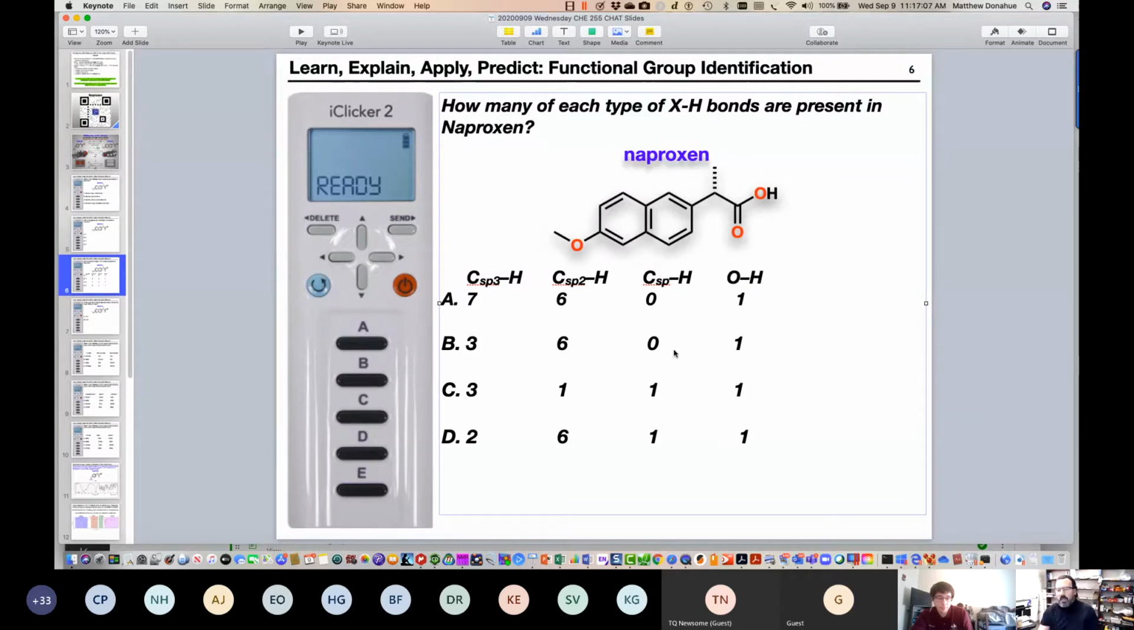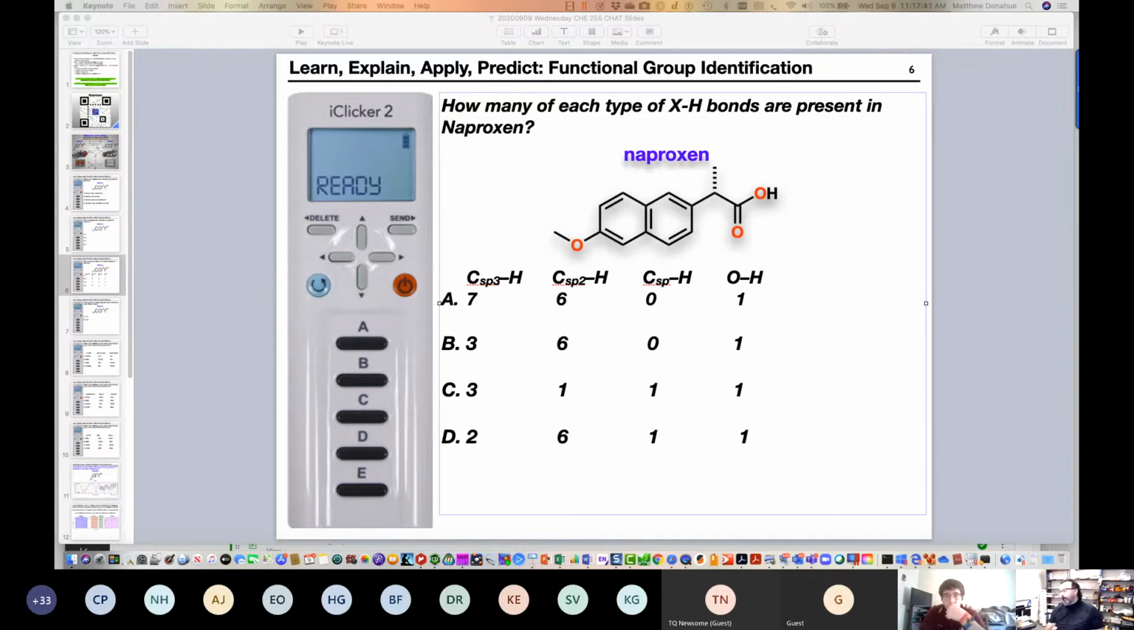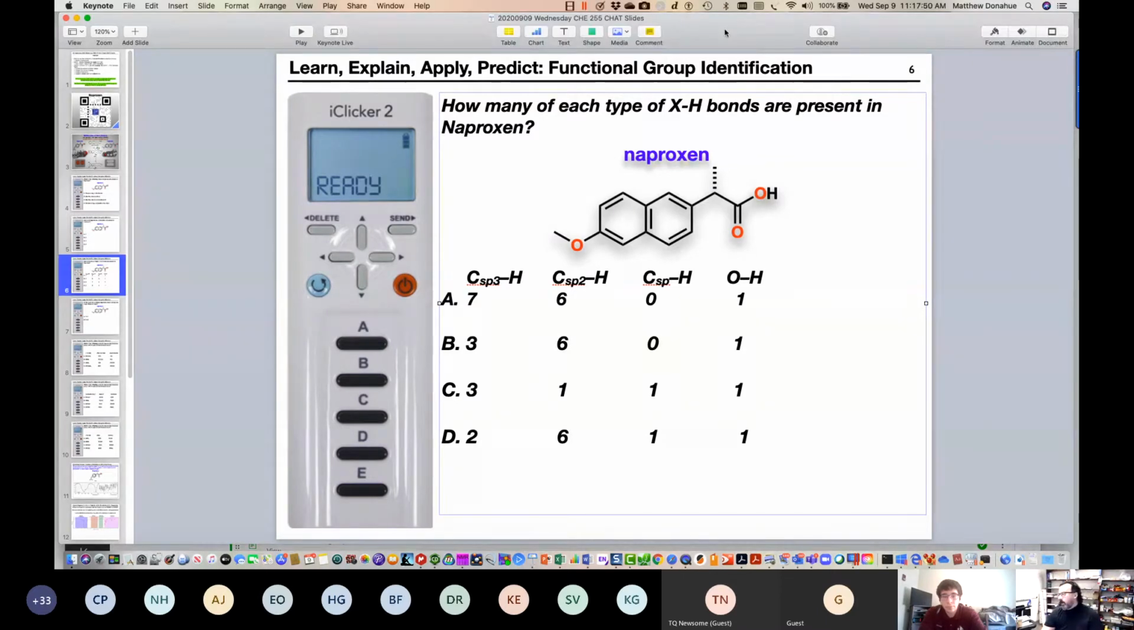And there are no sp hybridized carbon in this molecule. So maybe in the chat box, what functional groups have sp hybridized carbon? There's 2, probably 3 that you're aware of. So yeah, alkyne is one of them. What's another one? Alkyne is a carbon-carbon triple bond.